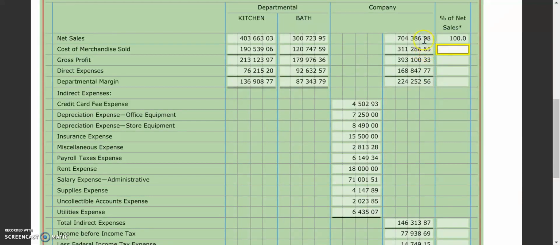I'm pretty sure you remember how to do this, but just in case, you would take 311,000 divided by 704, and we end up with 44.2%. For direct expenses, we have 55.8. For the direct expense ratio, we have 24.0. Departmental margin is 31.8. Oops, 31.8.